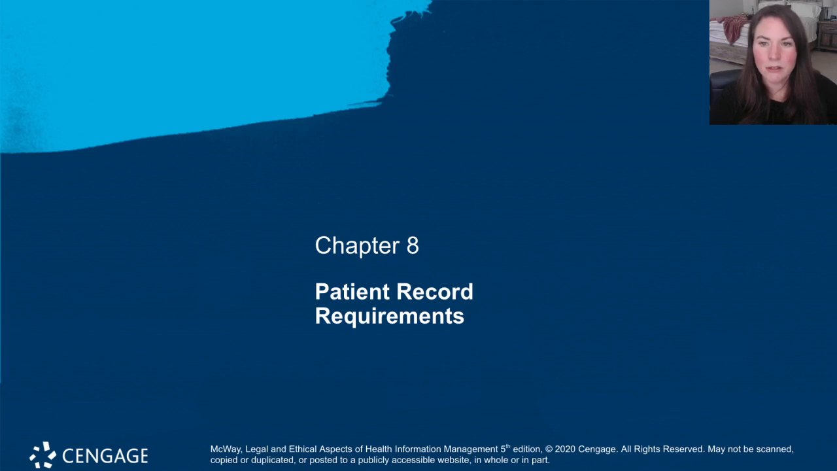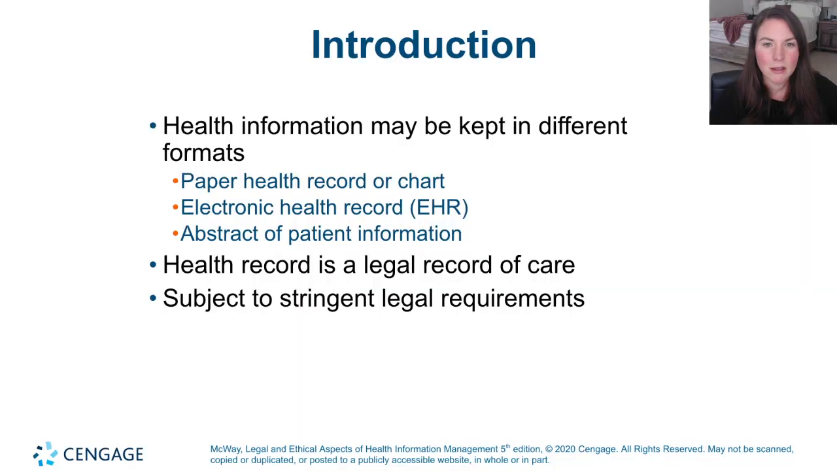Hello everyone. In this chapter we're going to talk about patient record requirements. Health information can be either a physical paper record or chart. It can be an electronic form, or it can be an abstract of patient-specific information. An abstract means a pull of a bunch of different pieces of that patient's information.